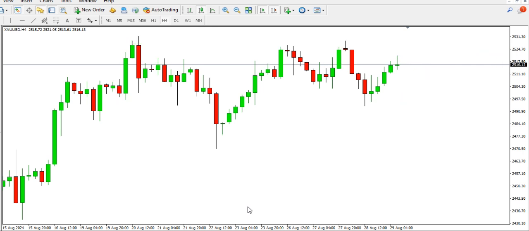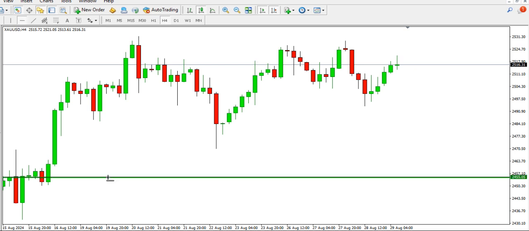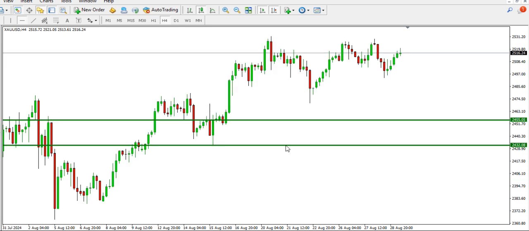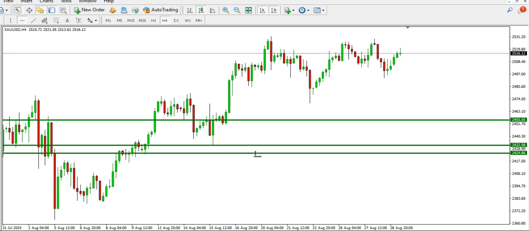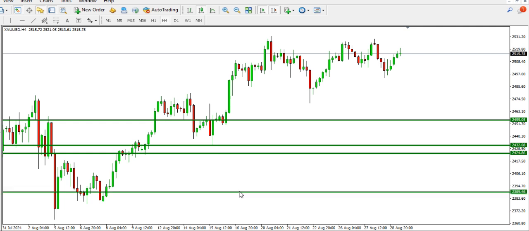But if price is going to drop, where are the other blocks? We have this particular other block around here, 2455. All right, that's a particular point where buyers might come in. We have another block at 2432. This was initially tested. We have another one close by, 2424, and then we have this particular other block, 2389 level.